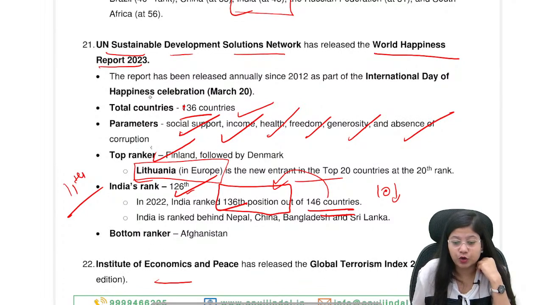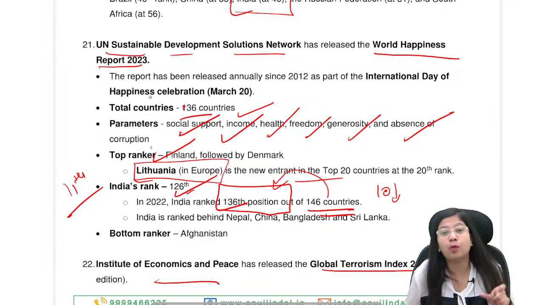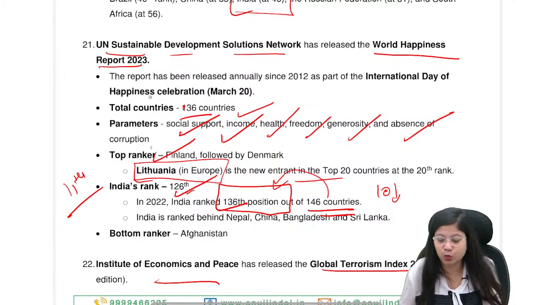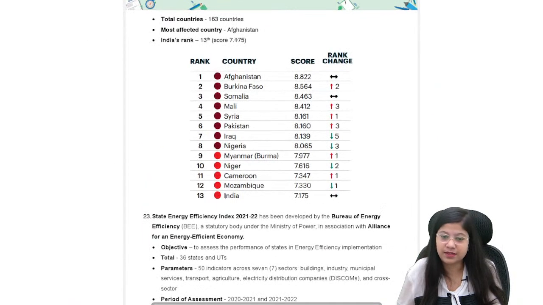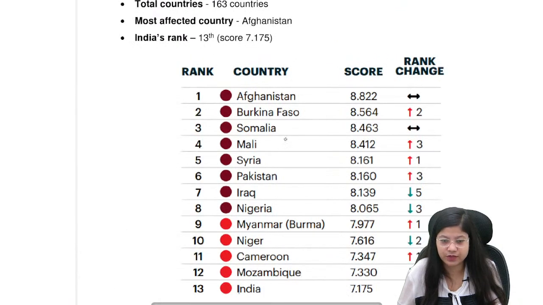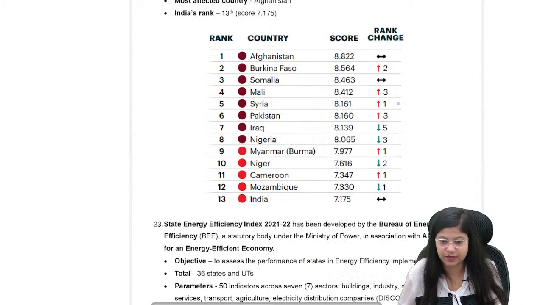Then the Institute for Economics and Peace has released the Global Terrorism Index. Guess who would be at the first position? It was the 10th edition of this. Afghanistan would be at the first position. So somewhere, at least, Afghanistan is first. It's very nice.